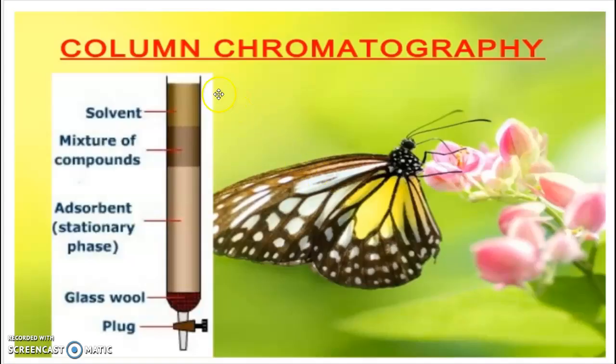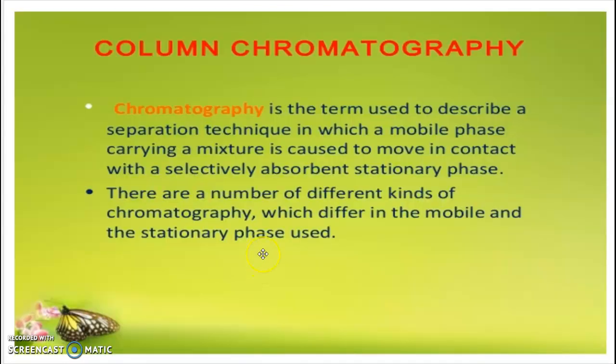First we will discuss what the components present in column chromatography are. See, this is the solvent, and this is the mixture of components which is poured with the mobile phase, and this is the adsorbent or stationary phase. Here the stationary phase is nothing but the adsorbent, and we are using glass wool, and this is a plug. We will explain it clearly in the next slide.